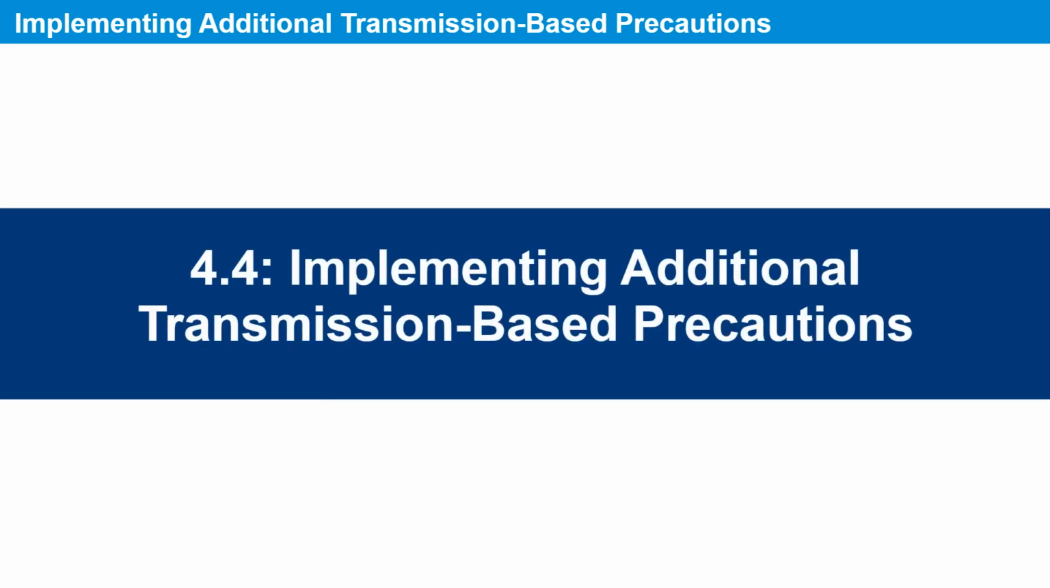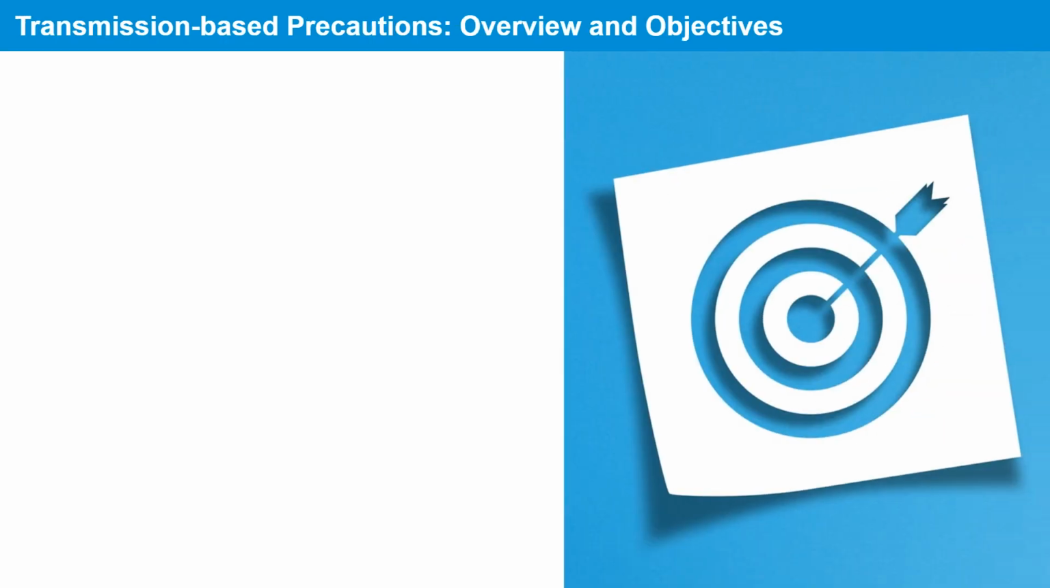Let's now begin with the fourth mini module, implementing additional transmission-based precautions. Coronavirus can transmit through various ways such as through contact, droplets and air. What are the transmission-based precautions that we can take?